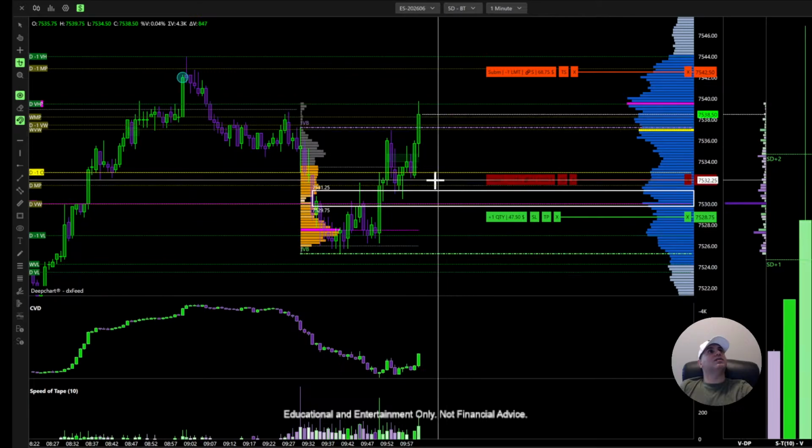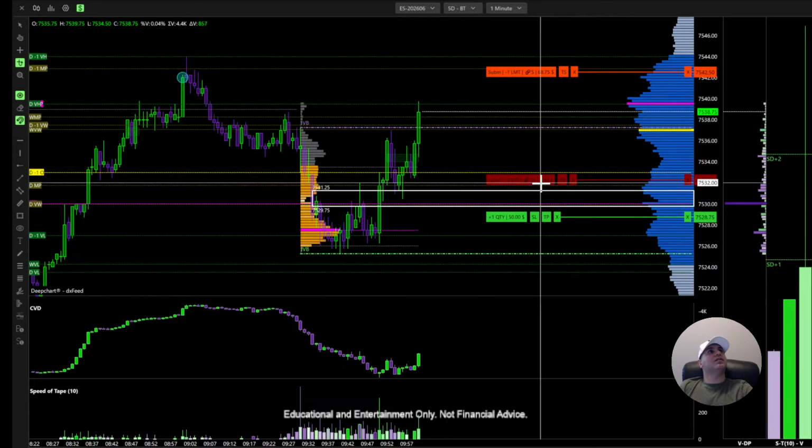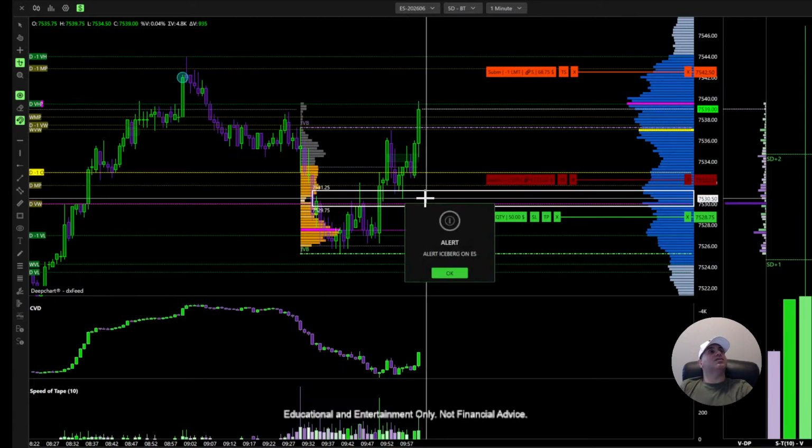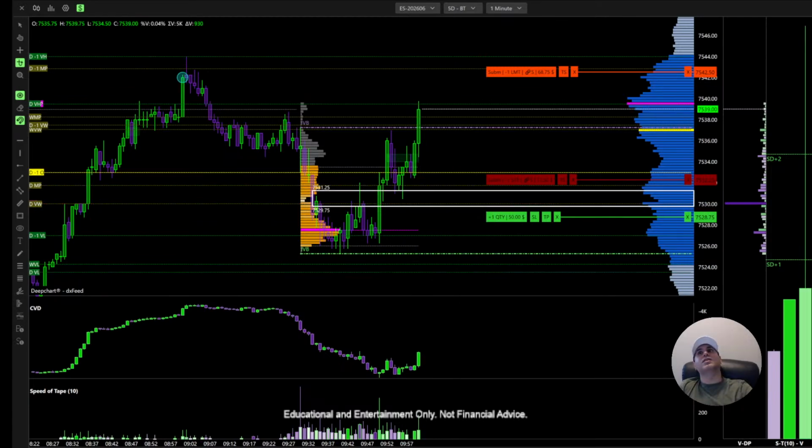I moved my stop loss. So they didn't even touch this box for the third time. I was waiting to see the reaction. Iceberg on ES. Let me see what's on this. Iceberg on ES. Wow. Okay, so this is super interesting. I see icebergs on both sides.